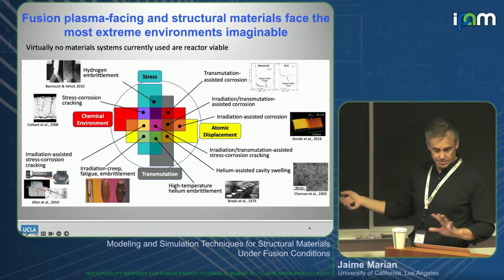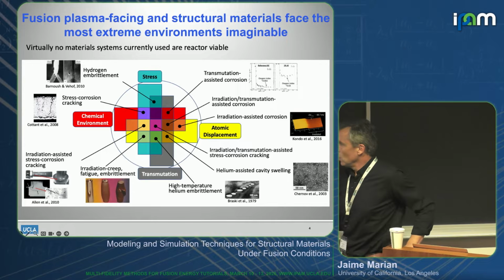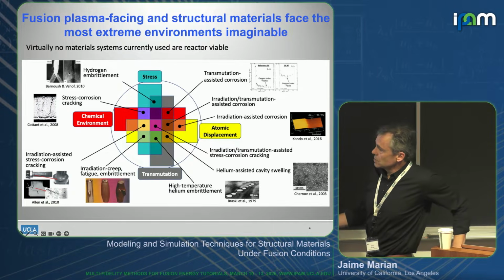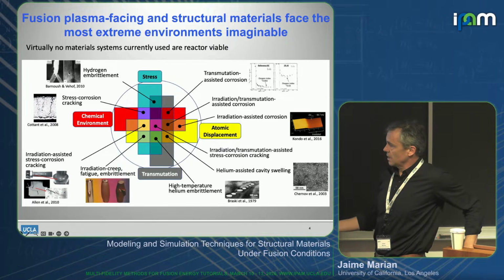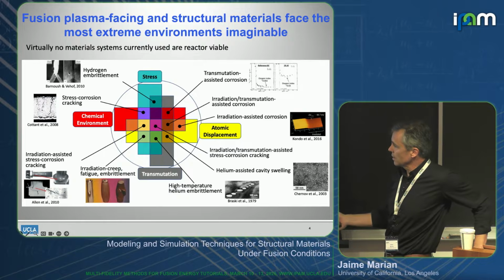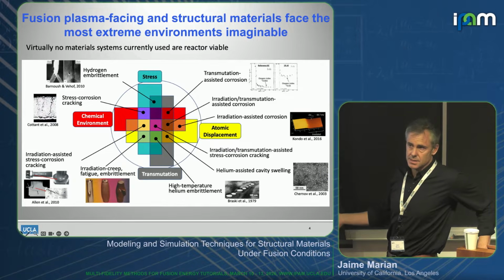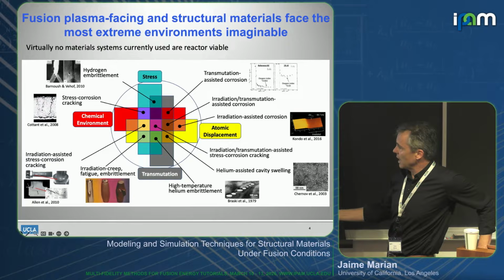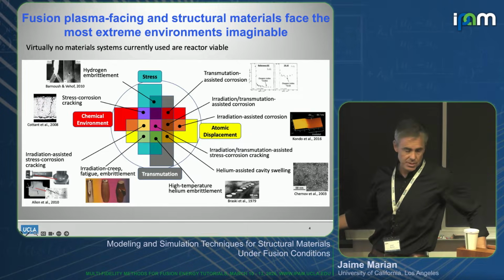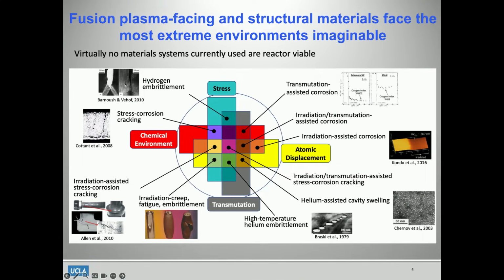And I'm not being dramatic. We have issues associated with mechanical stress. We have issues associated with a highly reactive chemical environment. We have issues associated with atomic displacements. This is directly derived from high energy radiation. And finally, we have issues associated with transmutation. This is nuclear physics. So you can see, and I'm not going to go through all of these, some of the associated effects of all these issues.